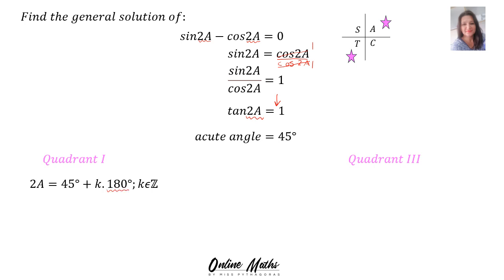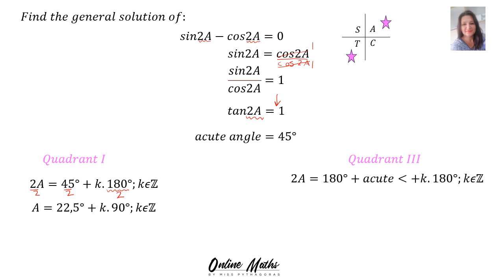And now we will solve for a, and we will divide everything by 2, even that little period there. And then you end with the general solution in the first quadrant: a is 22,5 degrees plus k times 90 degrees, k element of Z.